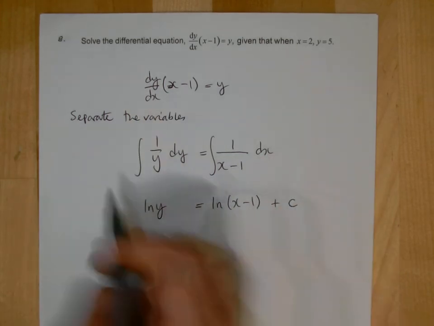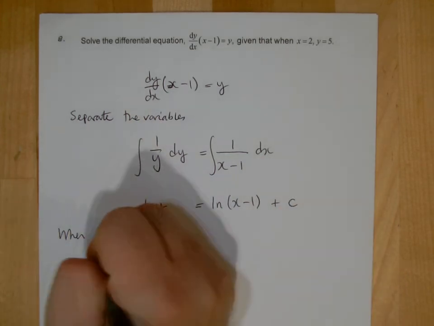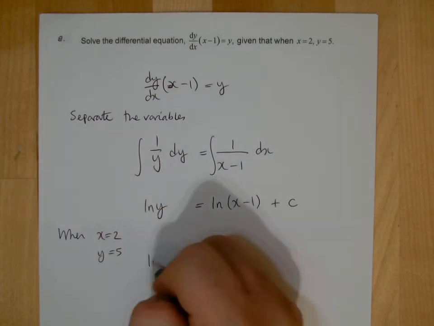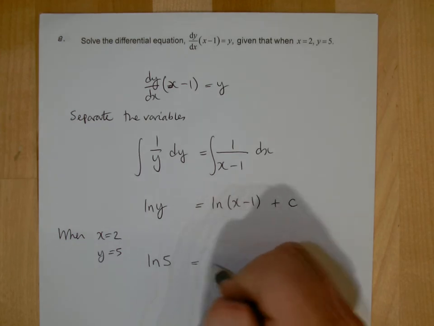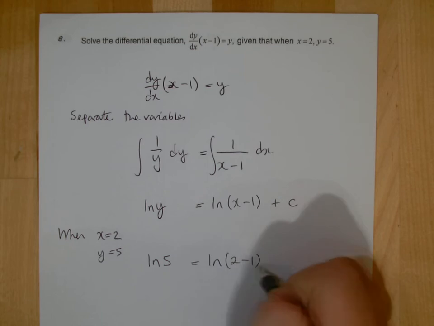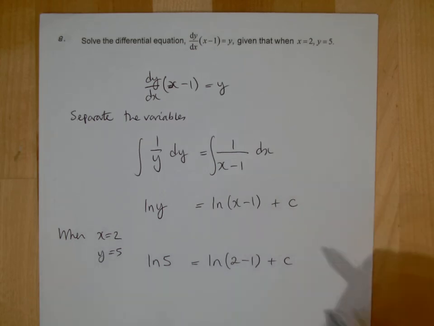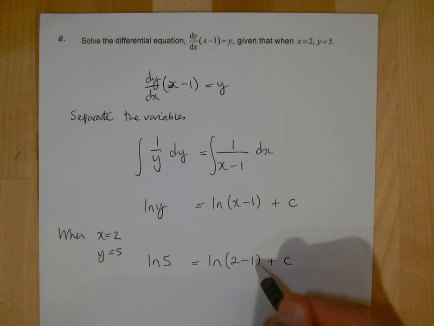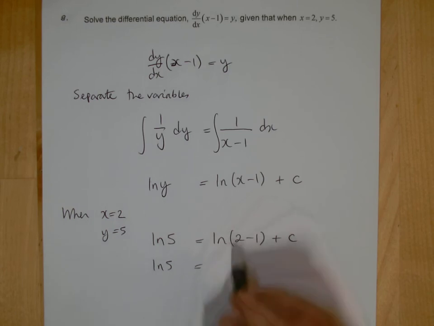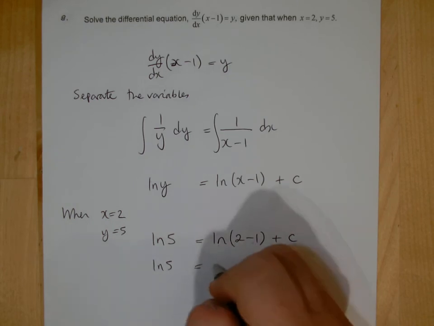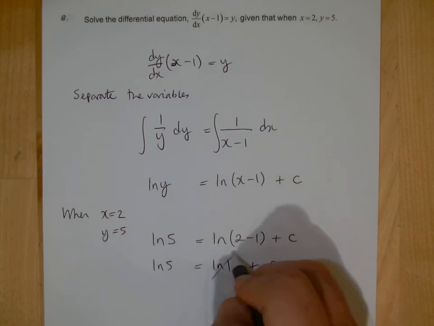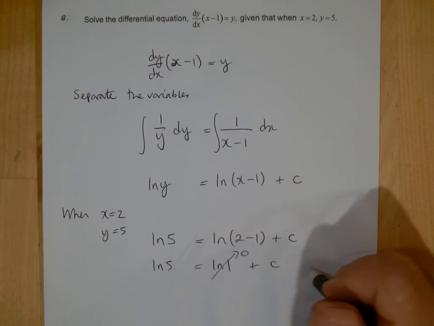Now, we can work out the constant, and we're expected to, because we've got to solve the differential equation. We're given those values there. We can say, when x is equal to 2, y is equal to 5. So sub it in. We've got ln 5, because that's what y is equal to, ln then, while x is 2, so 2 minus 1 in there. We keep that as ln 5. And of course, ln(2 - 1) will just become ln 1, plus c, and ln 1 is 0, so that means c is equal to ln 5.